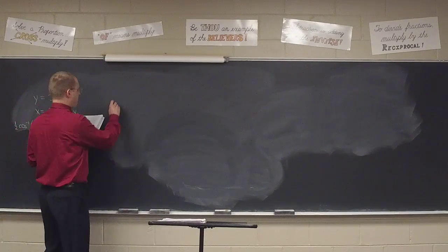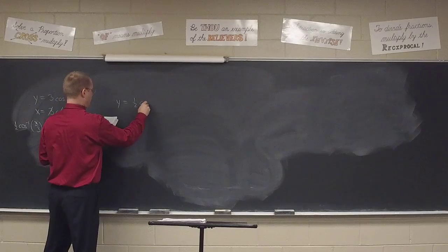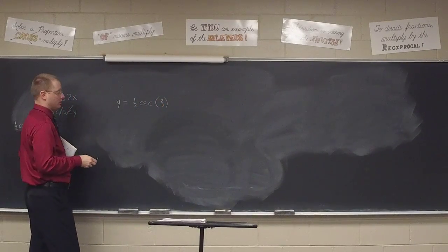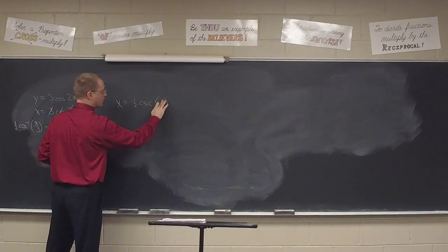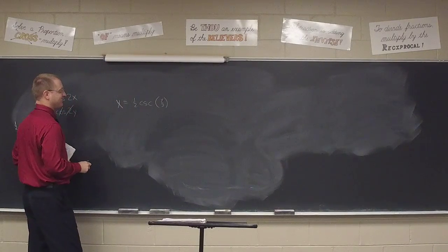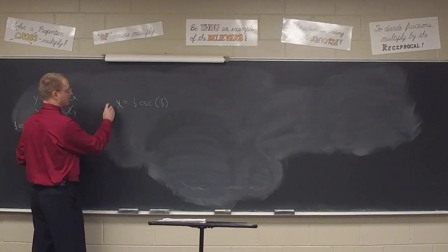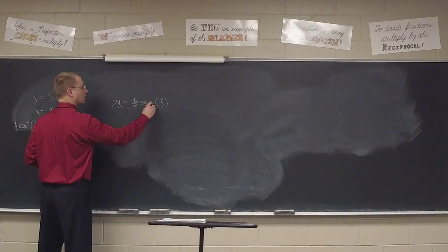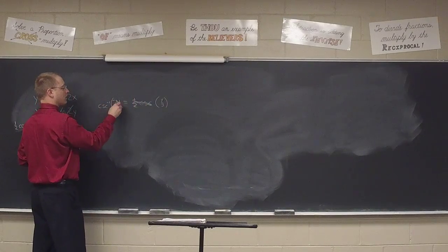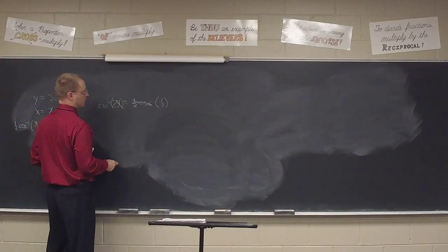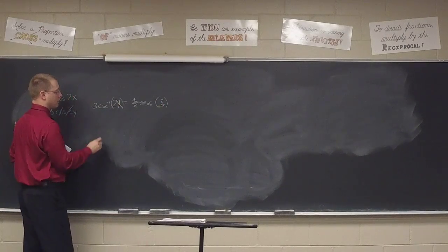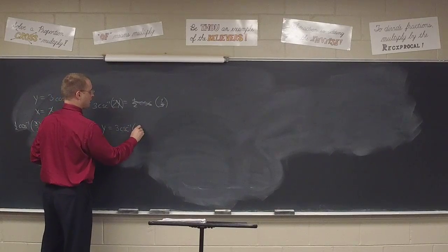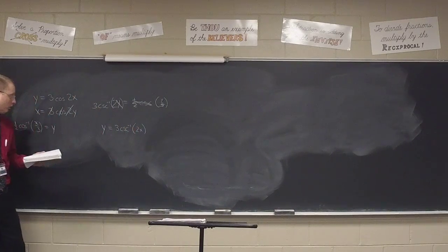Number 4, Jamie, we had y is equal to 1/2 the cosecant of x over 3. What do we do here? Switch the y and the x. And then you multiply by 2. Then we'll take the arc cosecant. Then we'll multiply by 3. There we go. So y equals 3 times the arc cosecant of 2x. How many have that?